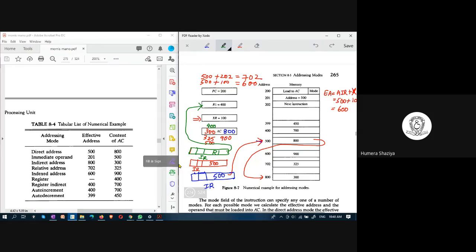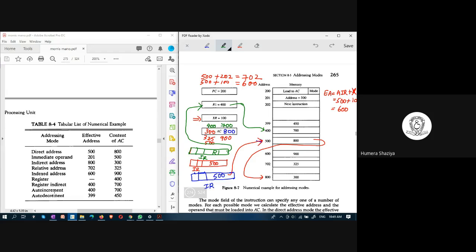Register indirect means, can anyone tell me for register indirect what is the operand? 400. Is 400 the operand? 700. 700, ma'am. Yes, very good. In register indirect mode, you go to the register. Whatever is the value in the register, that is the address, because it is indirect. Now you go to 400. There you will find 700. You load AC with 700. So this is register indirect.